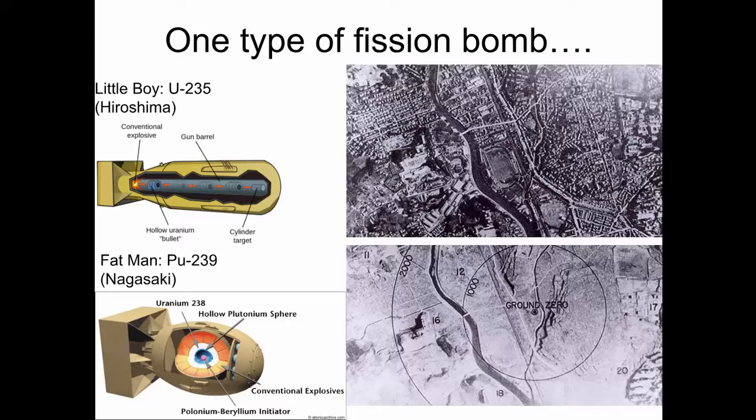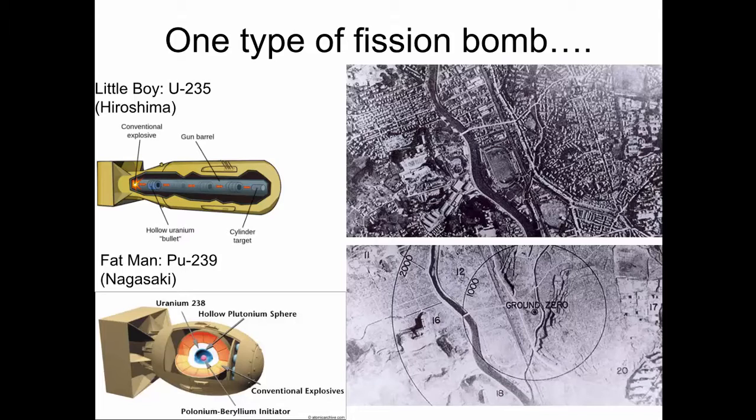The other type of fission bomb was dropped later on Nagasaki. This was a different design. It had a spherical conventional explosive with plutonium in the middle, and the conventional explosive forced the plutonium into the center, and that caused the chain reaction to begin. These weapons release unbelievable amounts of energy and basically destroy any living thing within a very large radius.